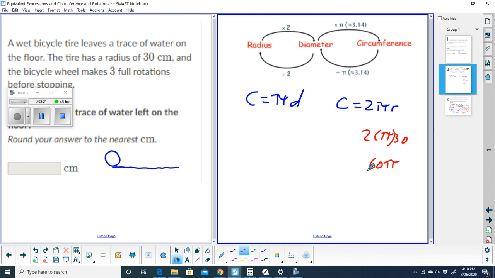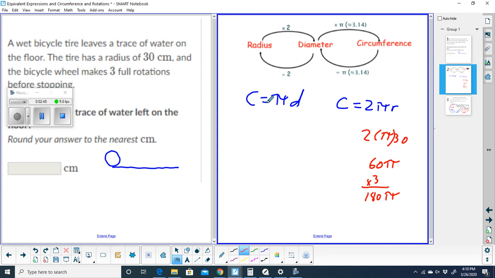That's one time around, though. We then have to multiply that times 3 because we're talking about 3 rotations leaving water on the floor. So 3 times 60 is 180 times pi. Now that's the exact circumference. 180 times pi centimeters is the exact circumference.